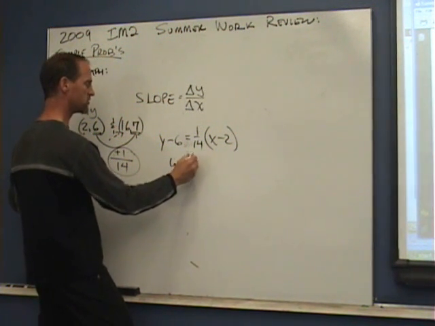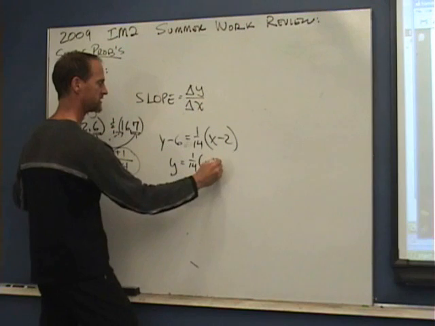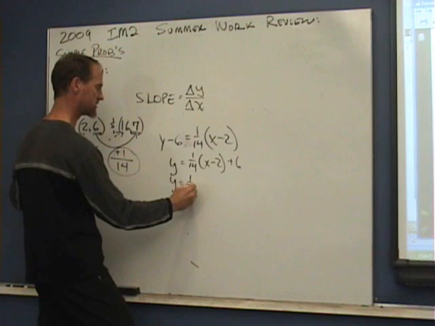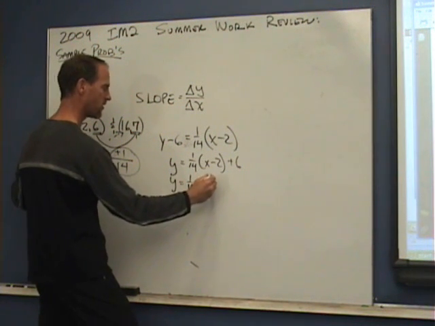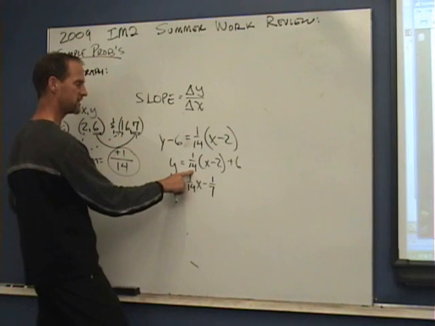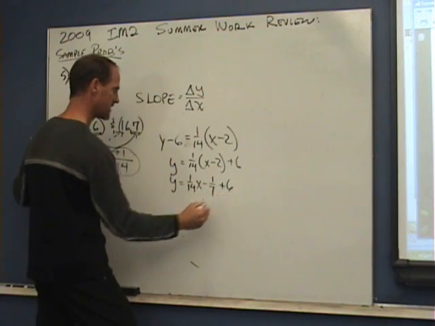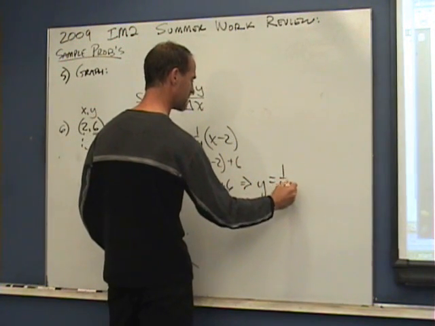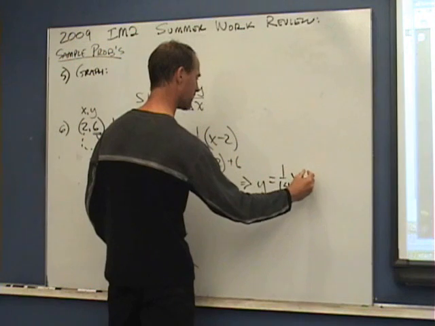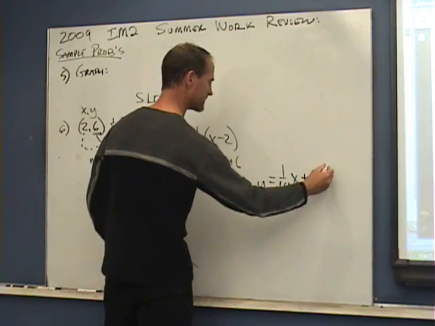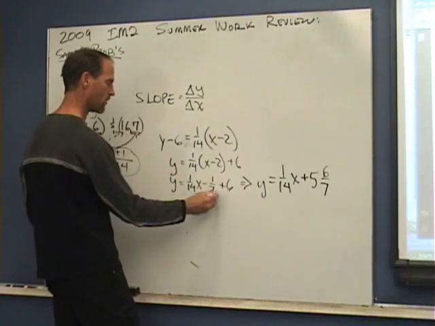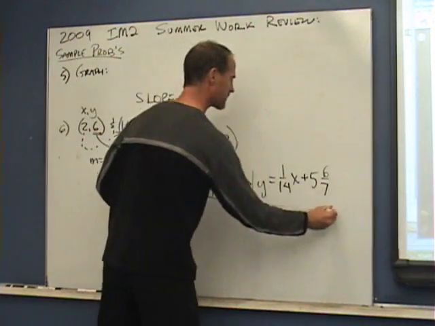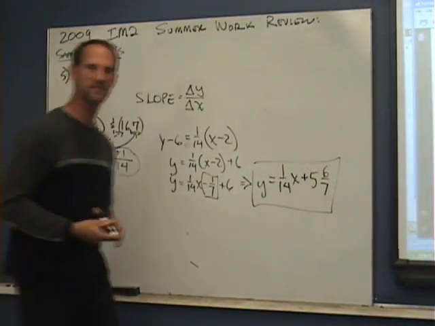Y then is equal to 1/14 x minus 2 and then plus 6, and I just distribute this out. Y equals 1/14 x and then minus 1/7, right? 2/14 is 1/7 plus 6, and so my final answer would be y equals 1/14 x and then plus 5 6/7, right? A -1/7 plus 6 is going to leave you with 5 6/7. So there we would go. And on to the next two.